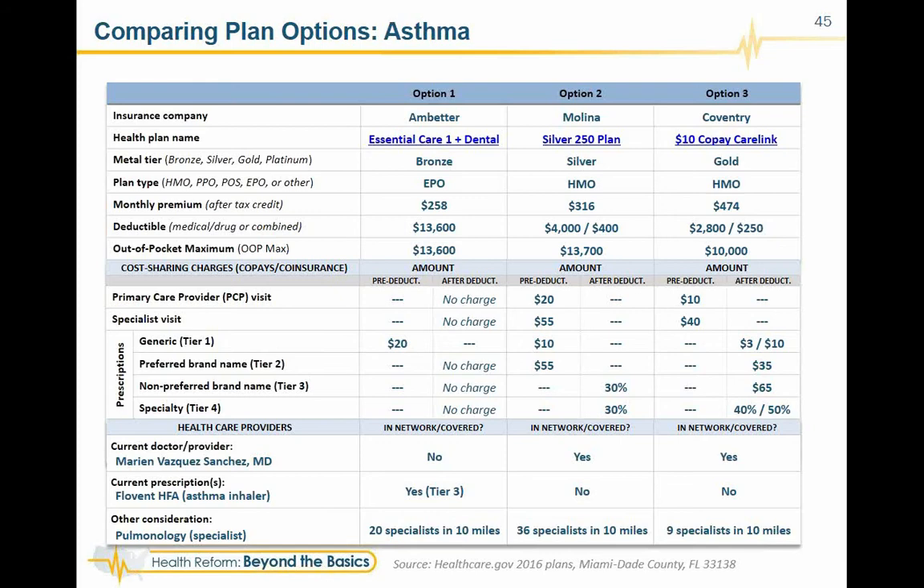Plan 2 has a more manageable deductible and Danielle's doctor in network, but the monthly premium is more expensive and Joe's current asthma inhaler is not covered. Plan 3 has the most generous cost sharing, but the premium is nearly $500 a month. So Joe and Danielle are going to need to decide what is the best plan that meets their healthcare needs and their financial needs.